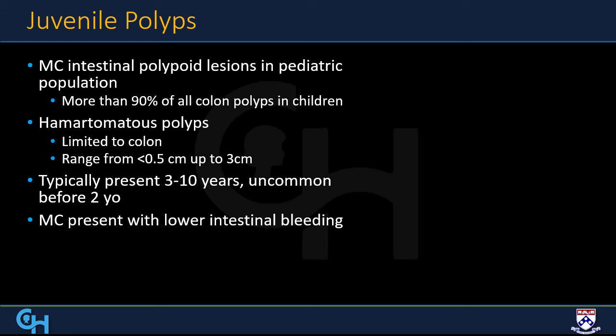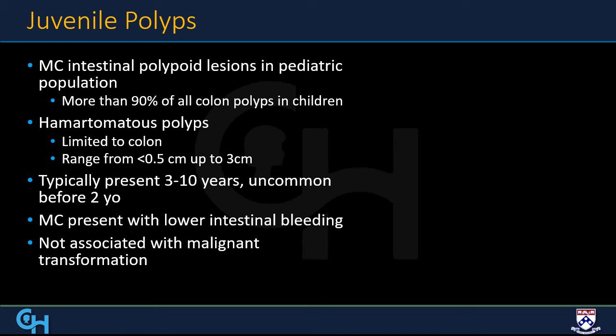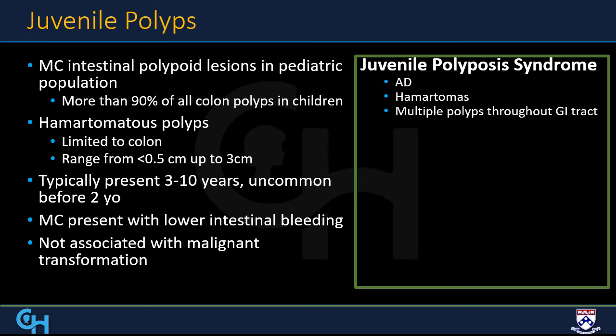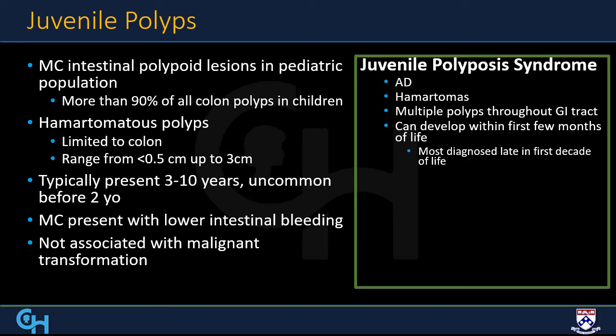They most commonly present with lower intestinal bleeding, and they're not associated with malignant transformation. Now, this is different from juvenile polyposis syndrome, which is autosomal dominant. 75% of patients will have a family history of the syndrome, while 25% of the children will have no family history. They are hamartomas, and they are multiple polyps throughout the GI tract. So where it differs is that these can occur in the stomach and in the small bowel as well. They can develop within the first few months of life, although most are diagnosed later in the first decade.